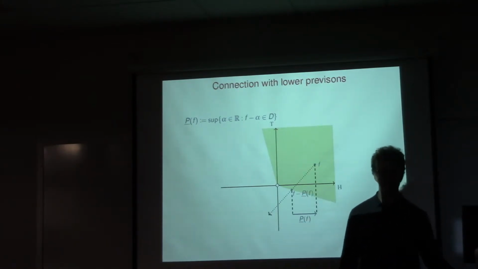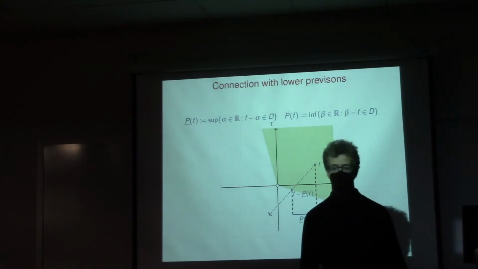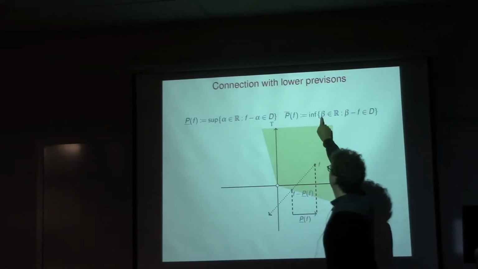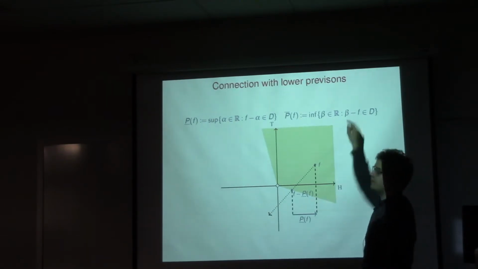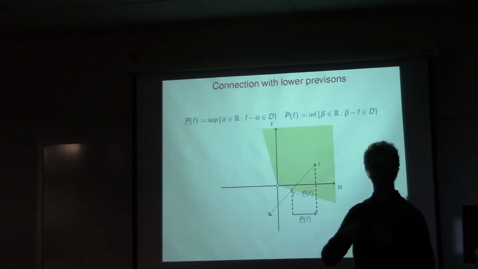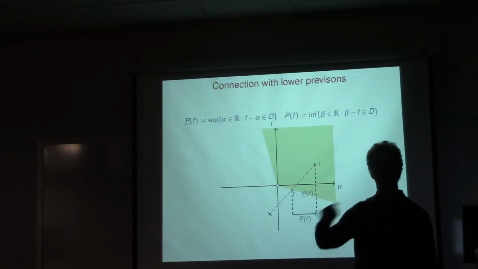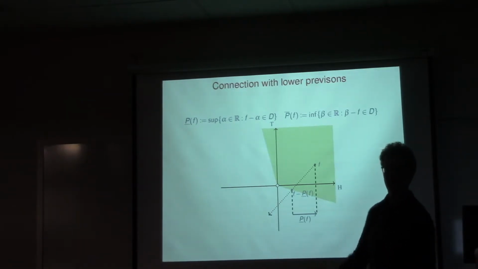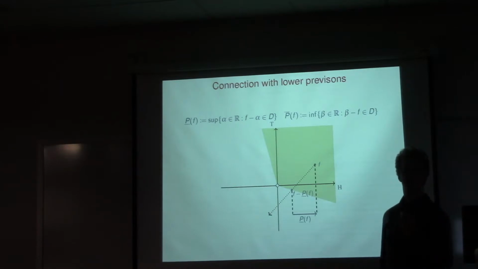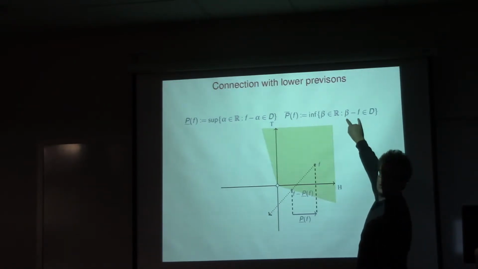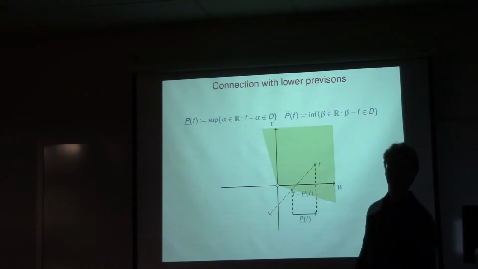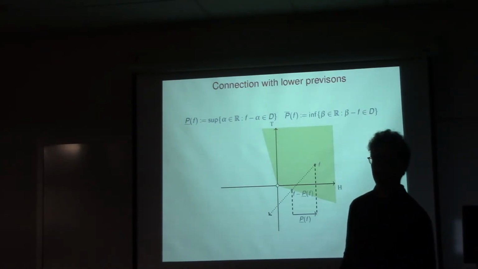Next to a lower prevision, we also have an upper prevision. It's the infimum of all real betas for which beta minus f is desirable. Now what is beta minus f? Beta is receiving beta for giving away f. So it's a selling price for f. If I have a gamble f, how much utility do I want in exchange for it? And it's an infimum of all such desirable transactions. So it's the infimum desirable selling price.